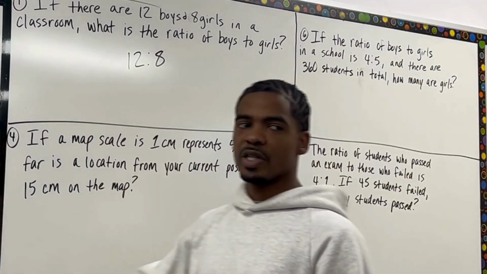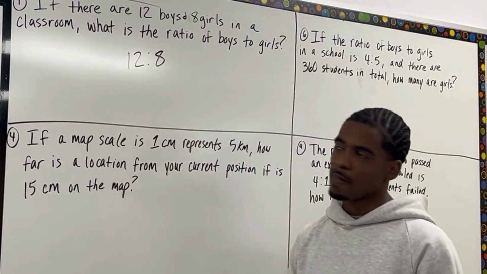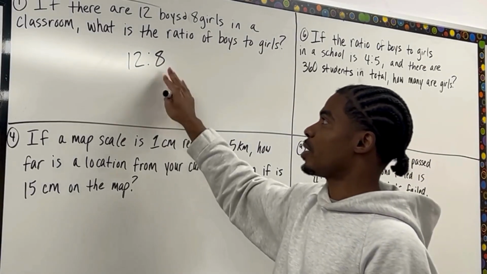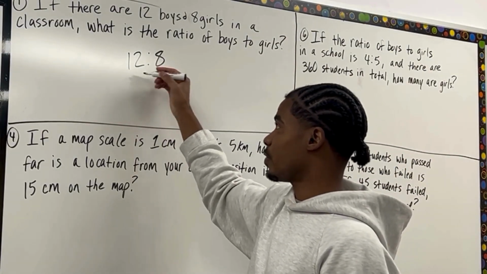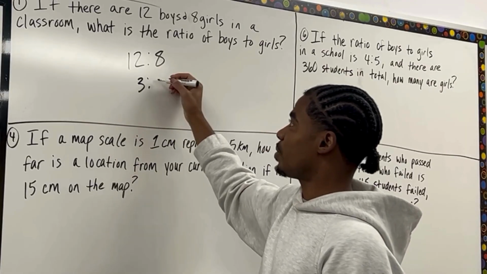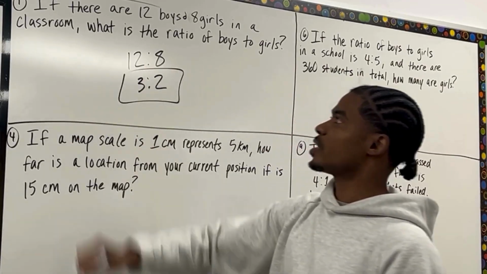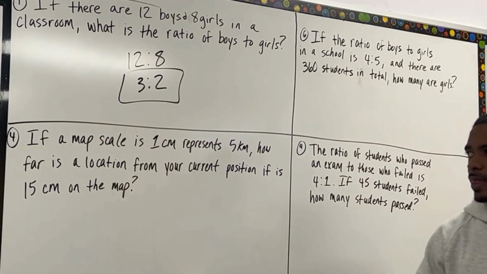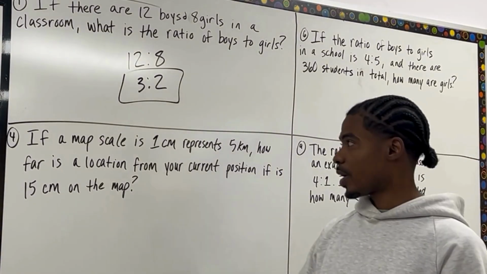So 12 to 8 could be simplified to what? 3 to 2. So I would divide both of these by what? 4. So 12 divided by 4 is 3, 8 divided by 4 is 2. They can't be simplified anymore. That's a pretty basic one for the most part, right?